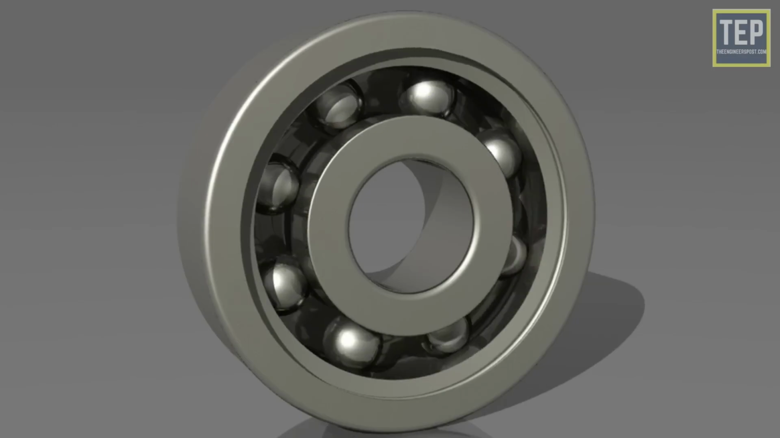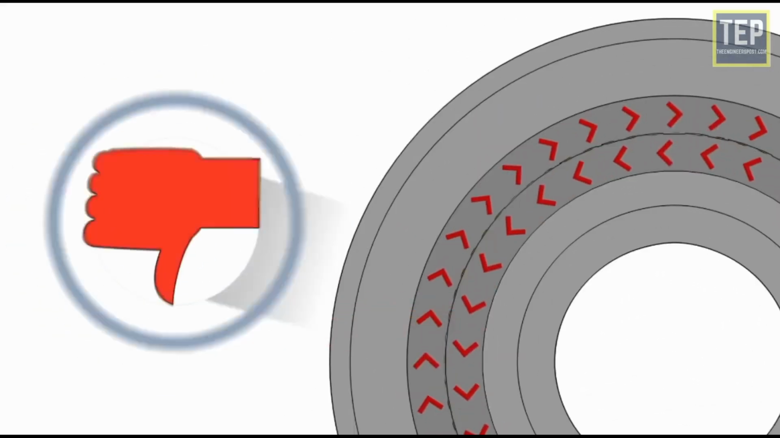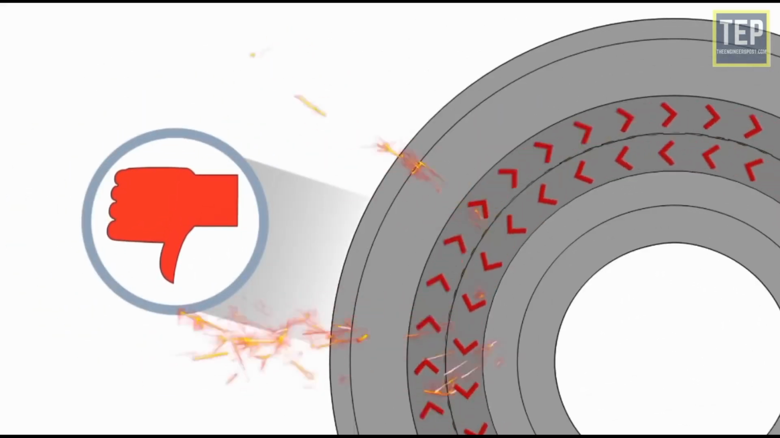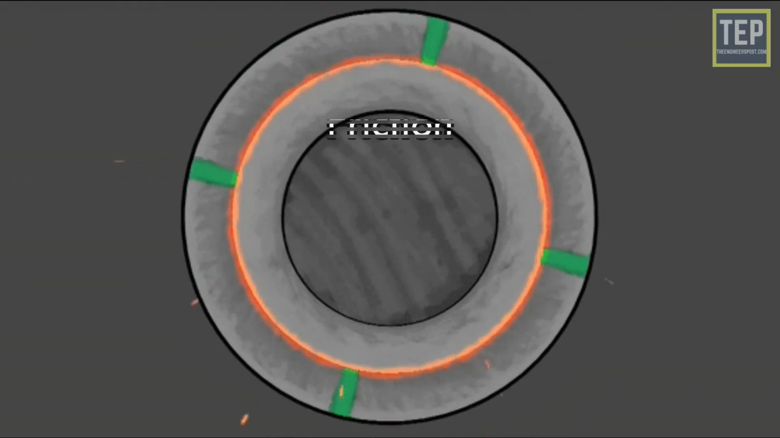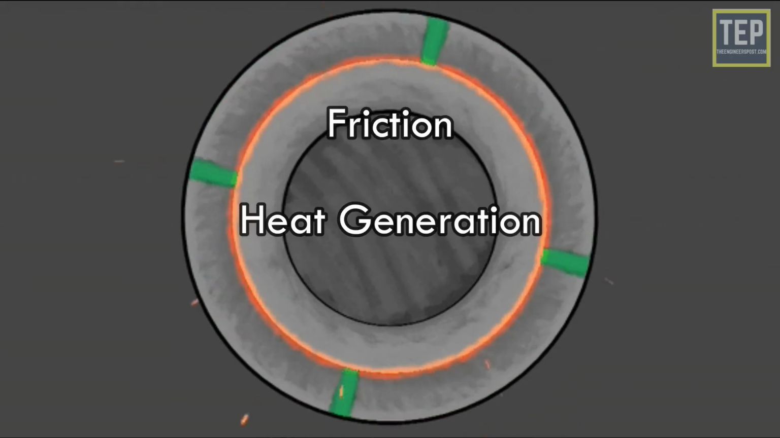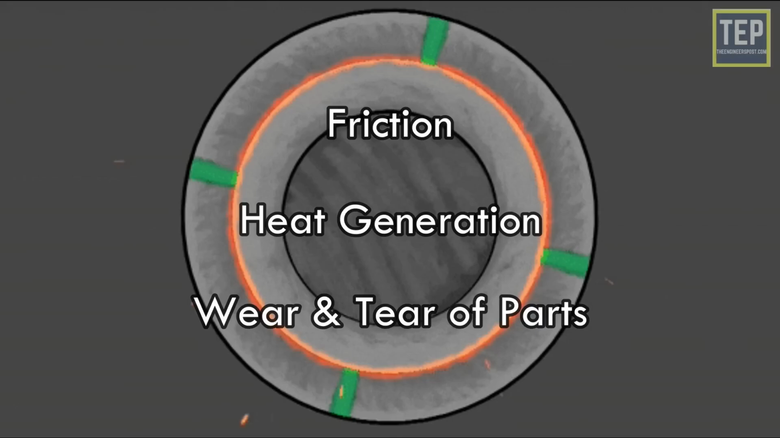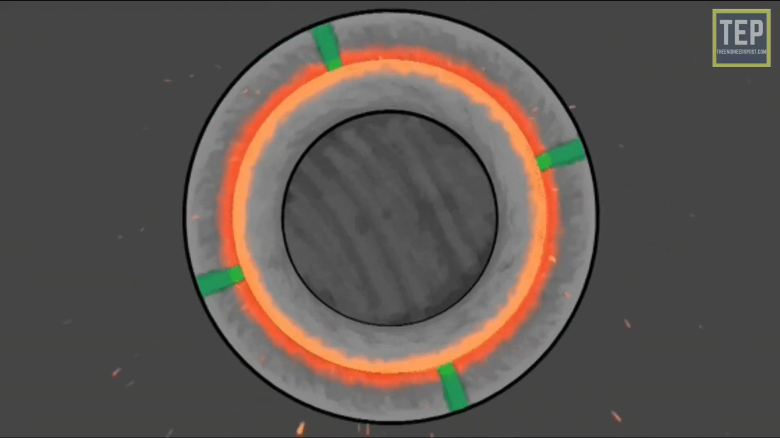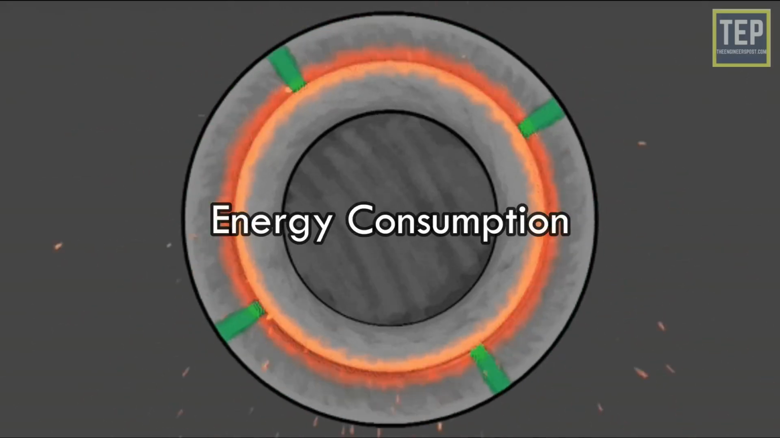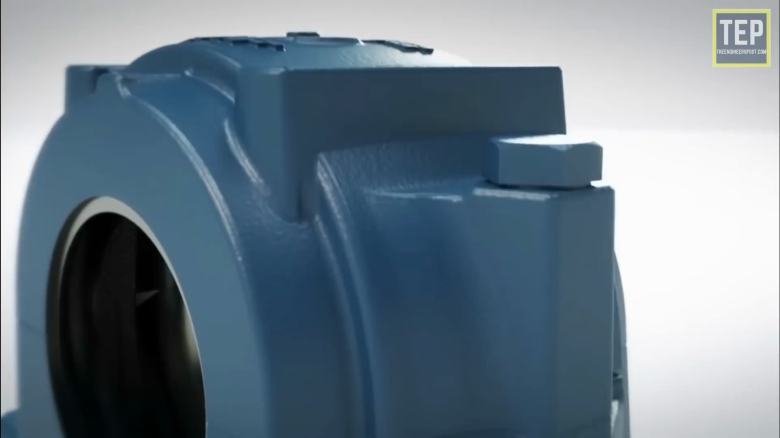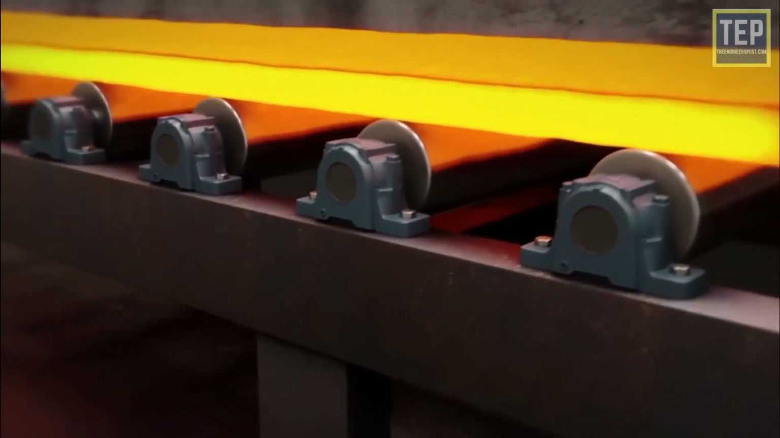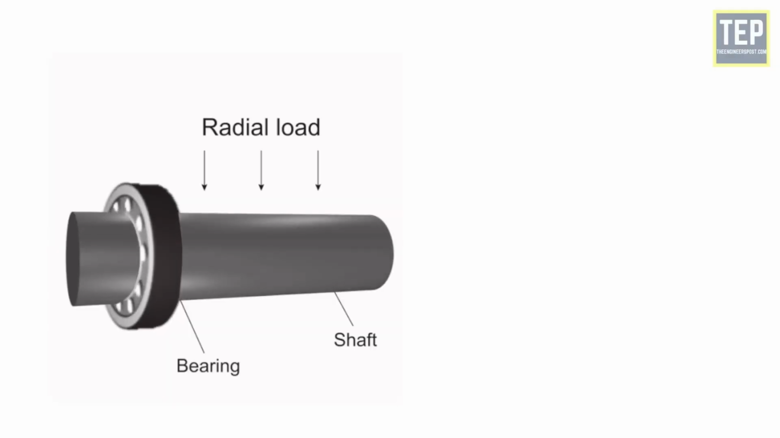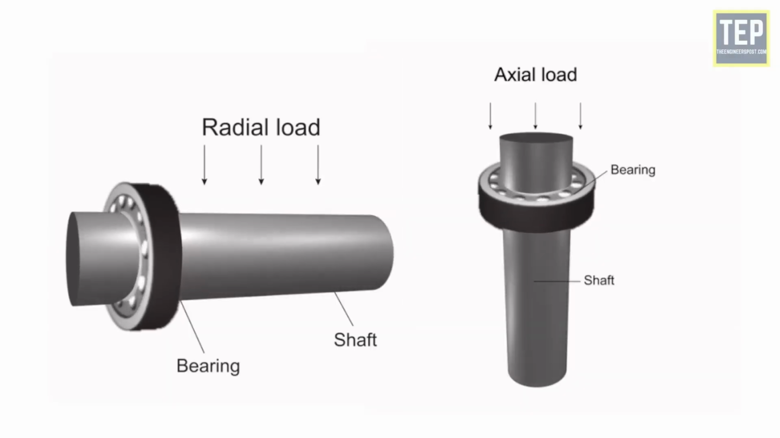The main purpose of bearings is to prevent direct metal-to-metal contact between two elements that are in relative motion. This prevents friction, heat generation, and ultimately the wear and tear of parts. It also reduces energy consumption, as sliding motion is replaced with low-friction rolling. They also transmit the load of the rotating element to the housing. This load may be radial, axial, or a combination of both.